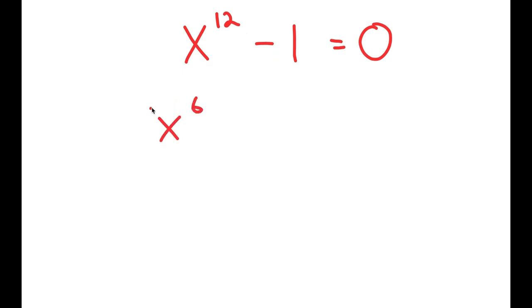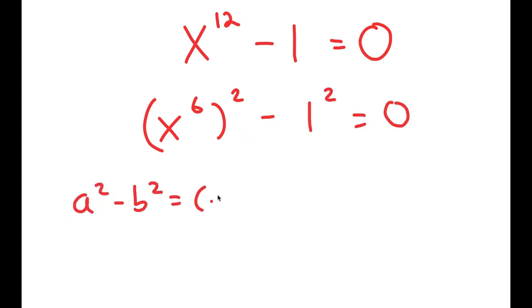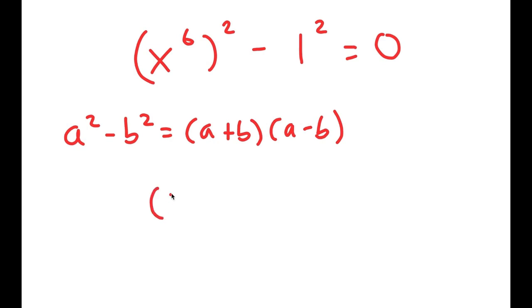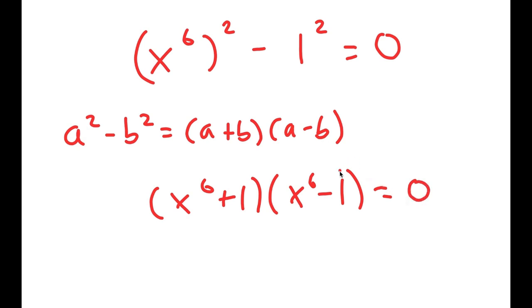Alright, so in this video, I'm going to solve the equation x to the power of 12 minus 1 is equal to 0. To solve this, I'm going to first rewrite this as x to the power of 6 to the power of 2 minus 1 squared is equal to 0. The reason I'm doing this is so I can use the property a squared minus b squared is equal to a plus b times a minus b. So this turns into x to the power of 6 plus 1 times x to the power of 6 minus 1 is equal to 0.